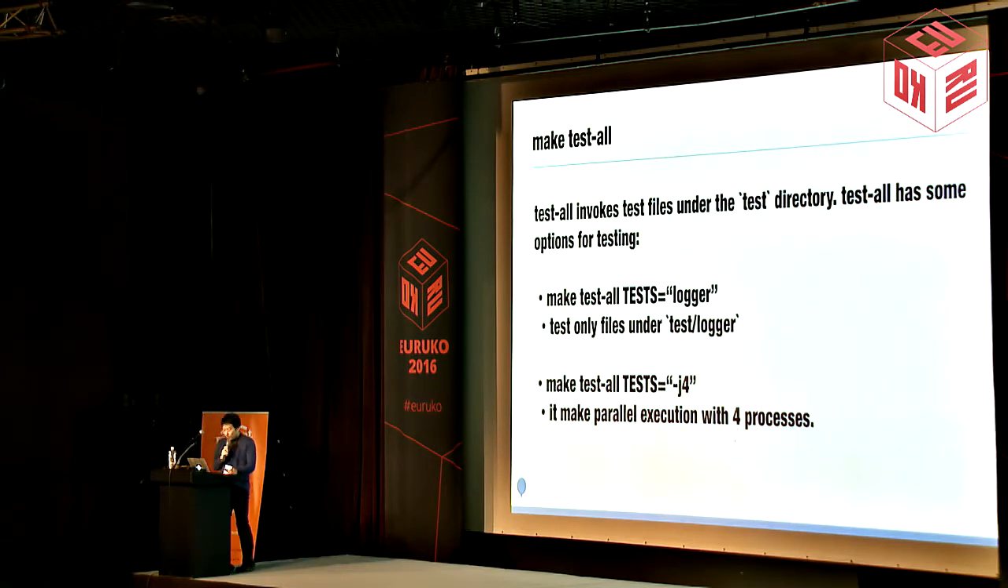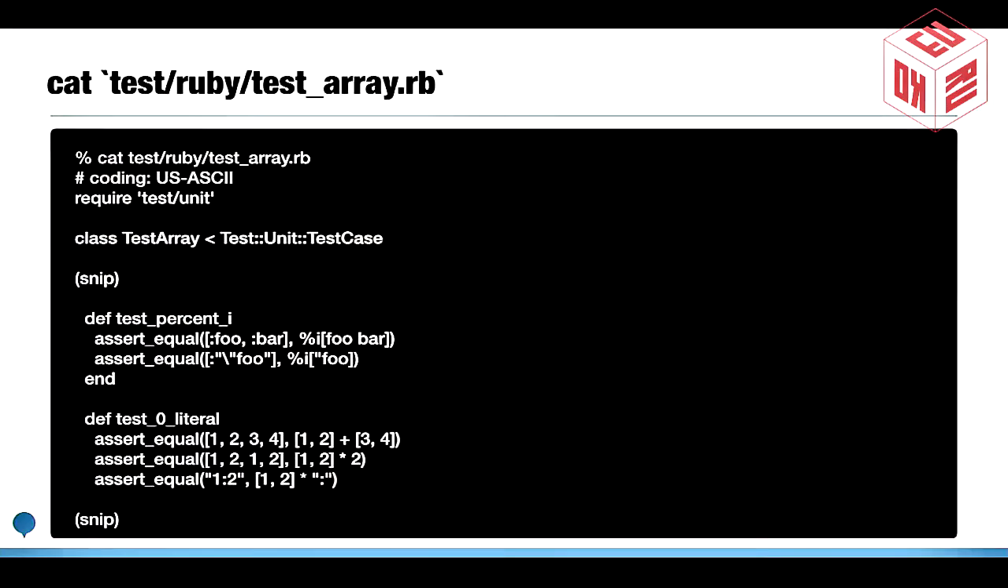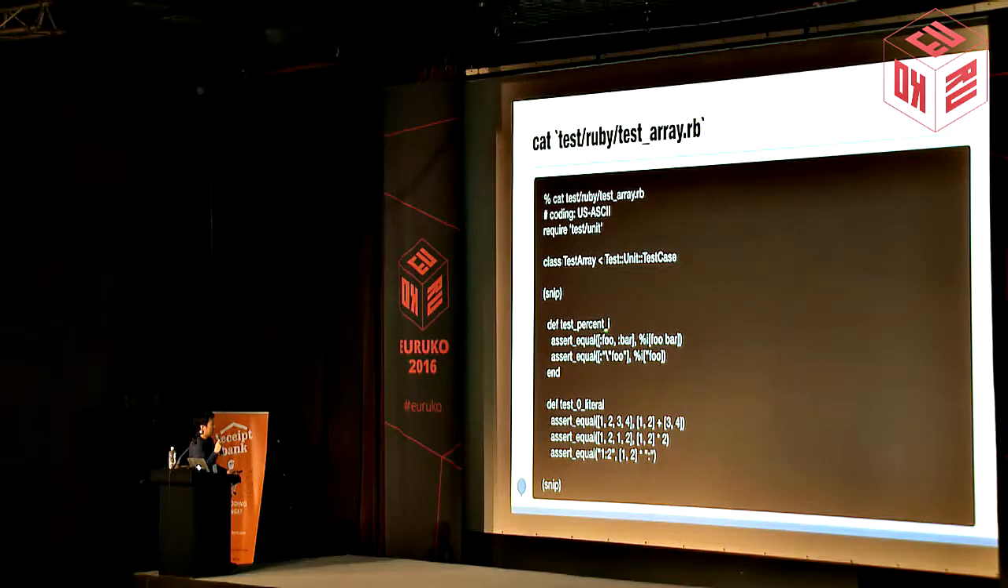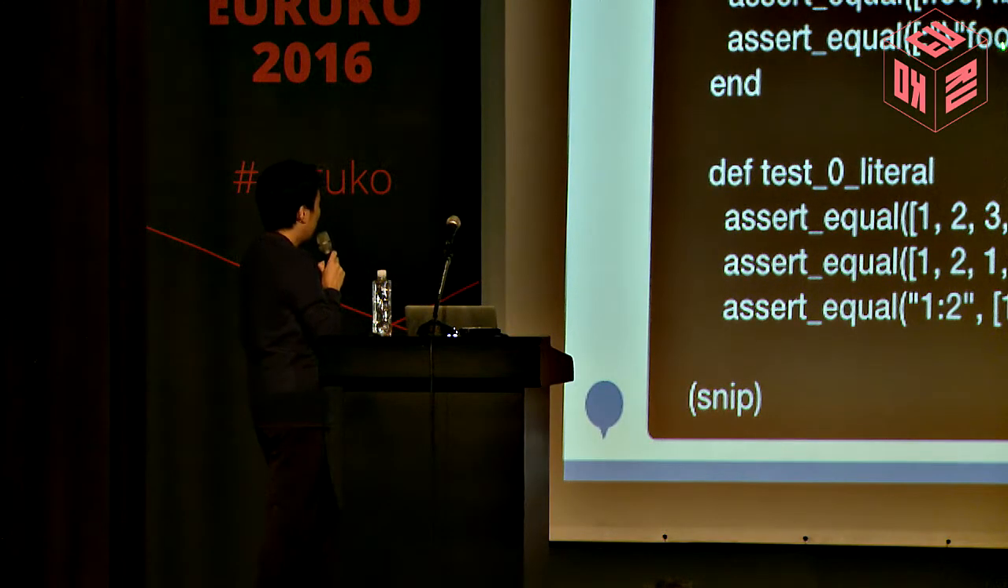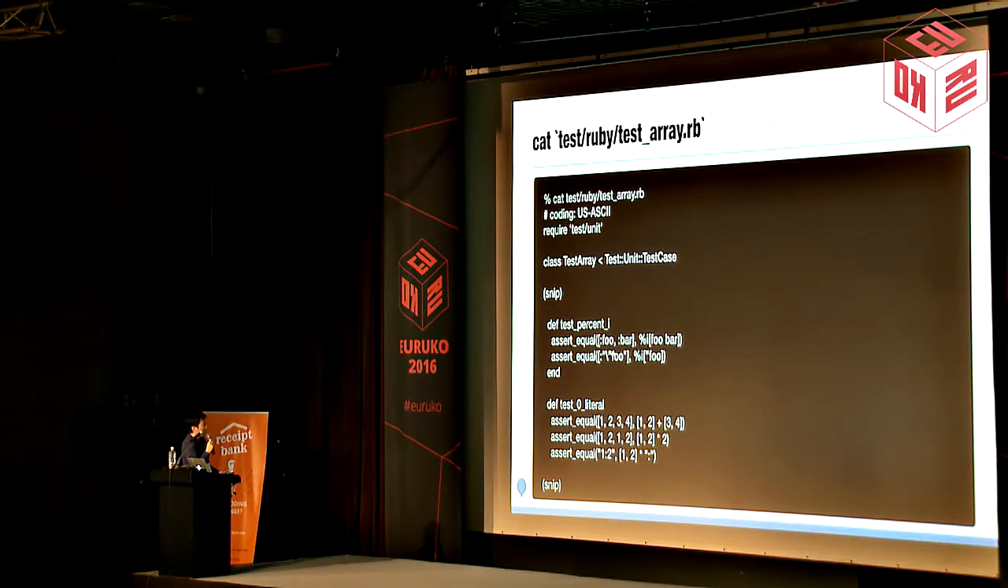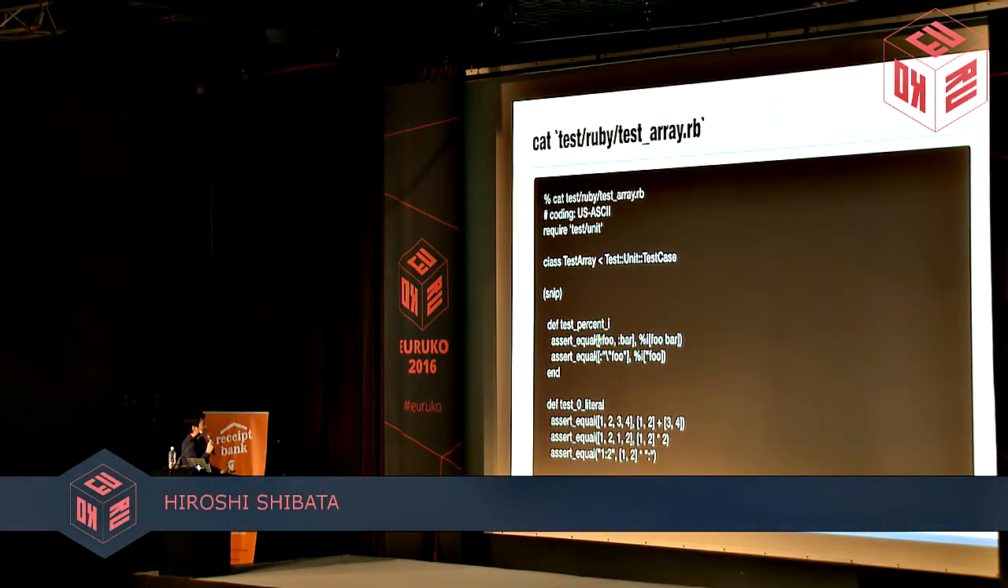So it is a test case of array class. It is a simple test to test using XUnit style, not RSpec. You need to define test method prefix test underscore, like this, test underscore percent array, test underscore zero literal. These tests check to manipulate array instructions. So it is an assert equal, so percent w bracket foo bar equal, so symbol foo and symbol bar array. So it is simple.